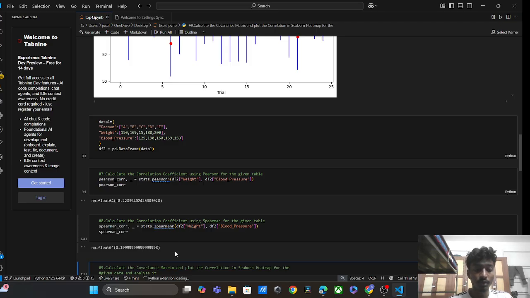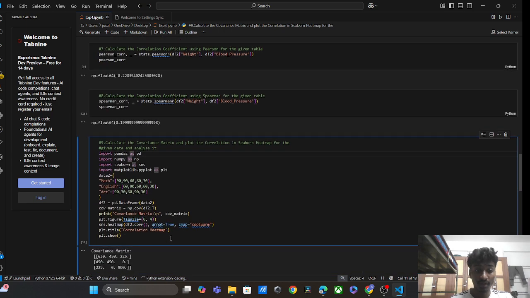For the ninth one, we do covariance and correlation heat maps. We calculate the covariance matrix for math, English, and art scores. Then use Seaborn to create a heat map of correlations. This lets us visually see which subjects have stronger relationships.